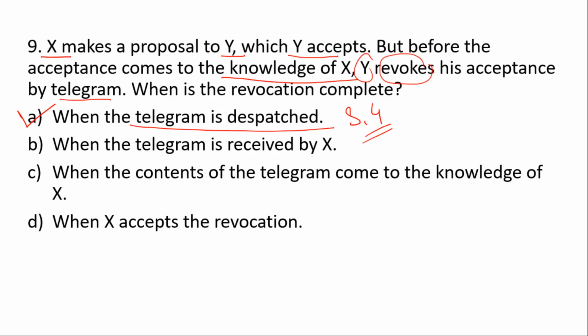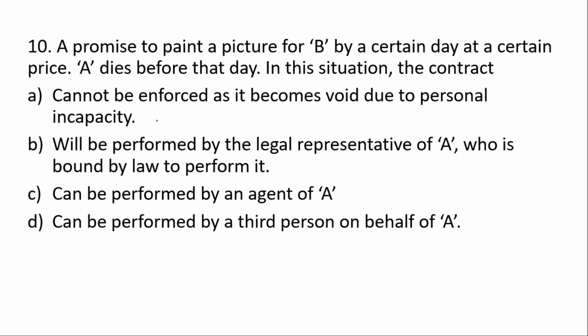Our last question is, A promises to paint a picture for B by a certain day at a certain price. A dies before that day. So in this situation the contract is, the correct option is option A, cannot be enforced as it becomes void due to personal incapacity.